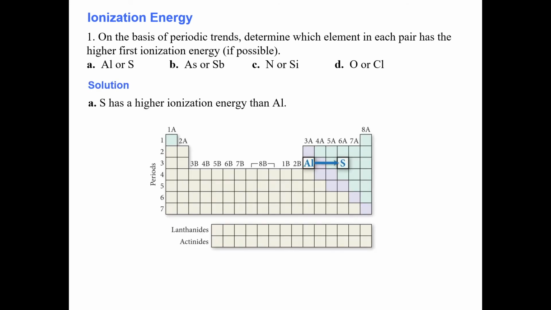Okay, so here for part A, S has a higher ionization energy. So let's start with Al. We're going to have to move to the right to get to S. Now moving from left to right, we know that ionization energy increases because Z effective increases. So our answer here is S.